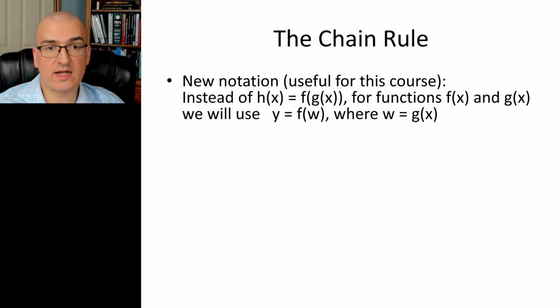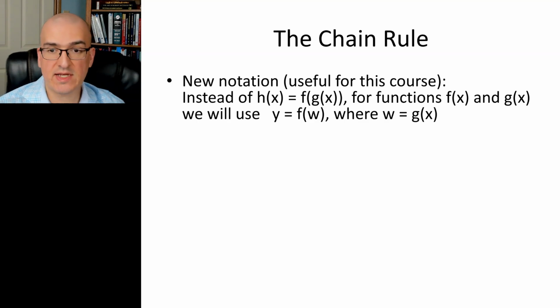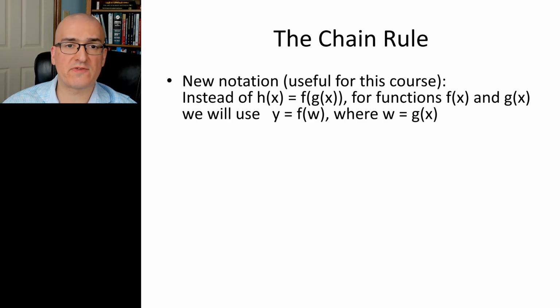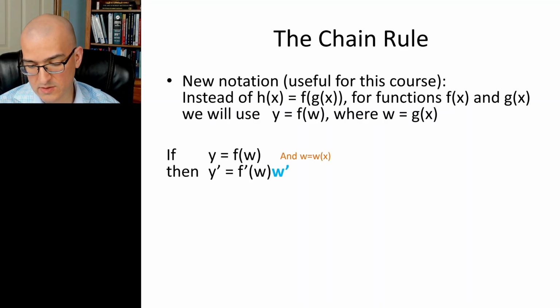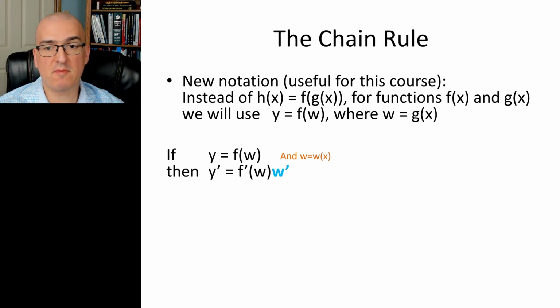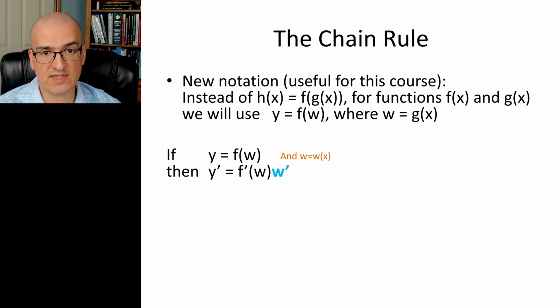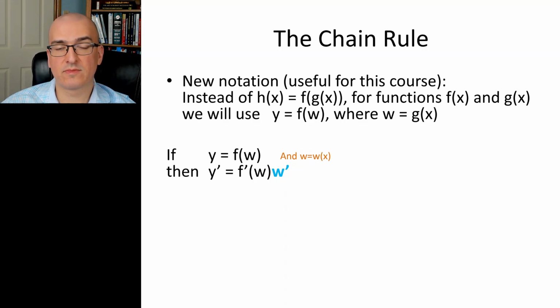I'm going to use a different notation in this course. Instead of using f of g of x, I'm going to say it's f of w, where w is the same thing as g of x. It's just a different label for it. So if y is f of w, then y prime will be f prime of w times w prime. That's the statement of the chain rule. We take the derivative of the outside function and multiply by the derivative of the inside of the function.